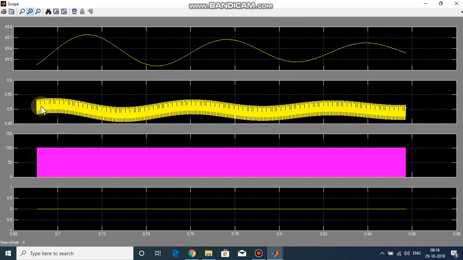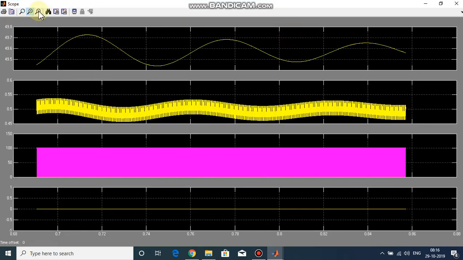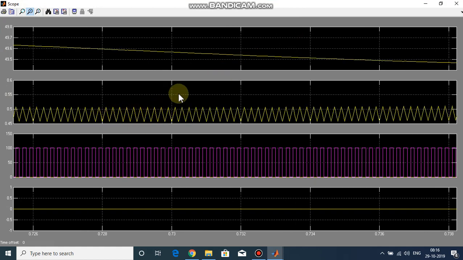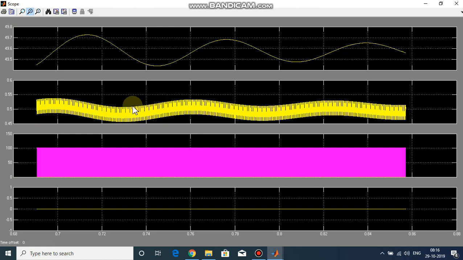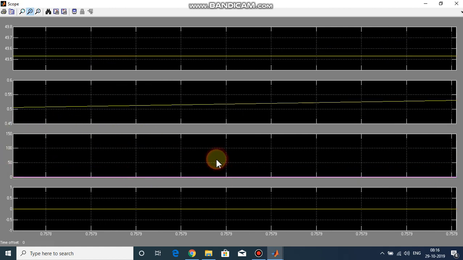And this is our current, and the current is basically a bit oscillatory from 0.5 to around 0.55. So that's good, I guess. It's above 0.4.